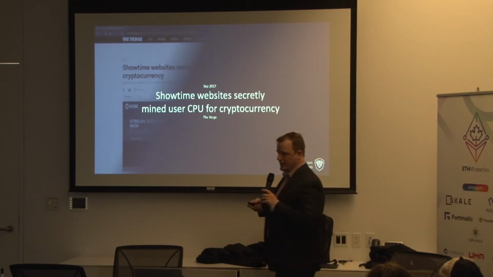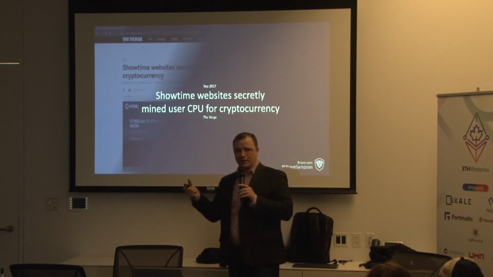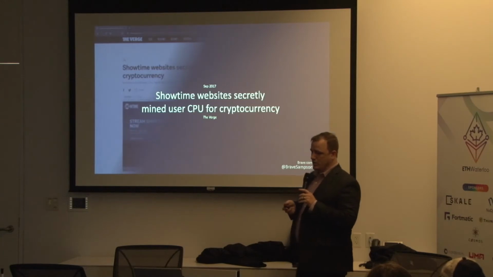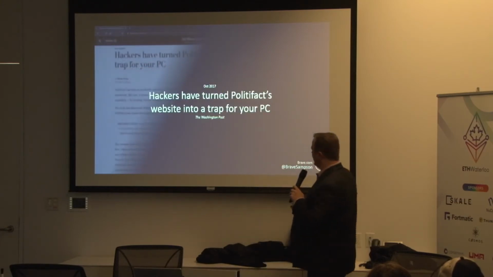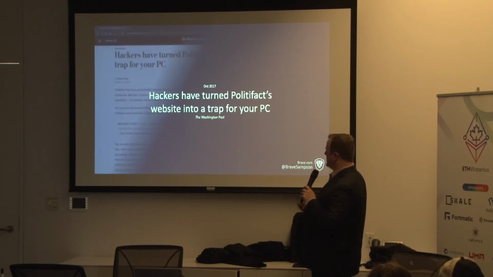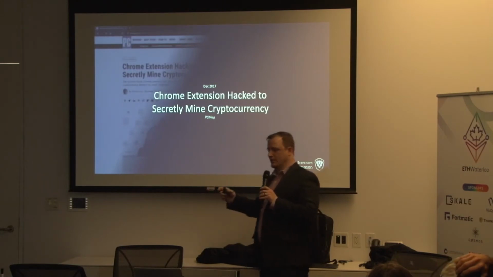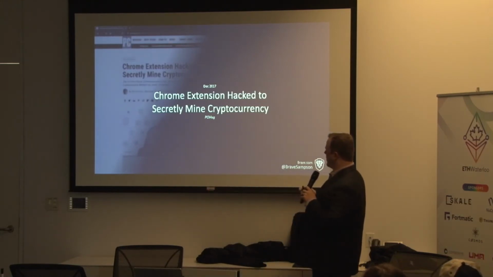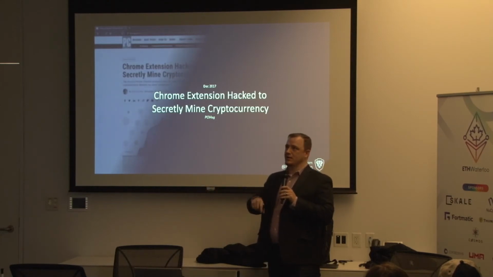So we saw with CoinHive in 2017 that people started finding out ways to get these JavaScript-based miners into iframes on web pages. And so the Showtime websites were secretly mining using user CPU for cryptocurrency. That was from The Verge. October 2017, hackers have turned PolitiFact, so political websites, into a trap for your PC to mine cryptocurrencies, Monero in particular. And then they adjusted their threat a little bit, and they started going after Chrome extensions. And so Chrome extensions were being hacked to secretly mine cryptocurrencies because obviously it's a whole other area for these people to spread.